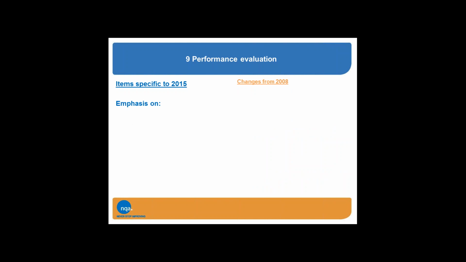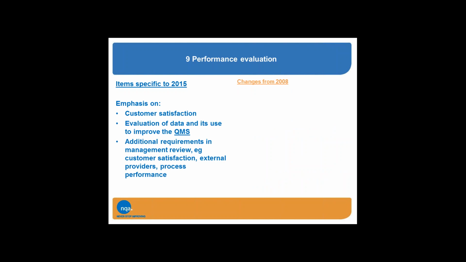So what's specific in this clause 9 to 9001/2015? Well, customer satisfaction is specific to 9001. Evaluation of data and its use to improve the QMS is, not surprisingly, specific to 9001. And the additional requirements that are mentioned in management review to consider customer satisfaction, external providers and process performance, these are emphasized over and above Annex SL.